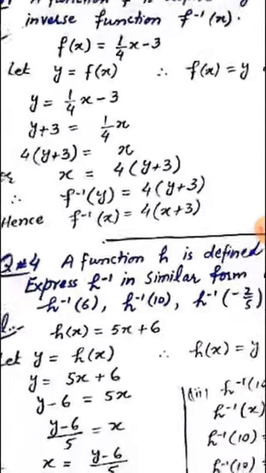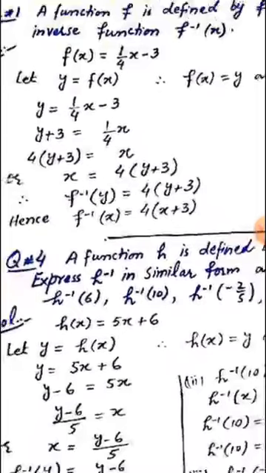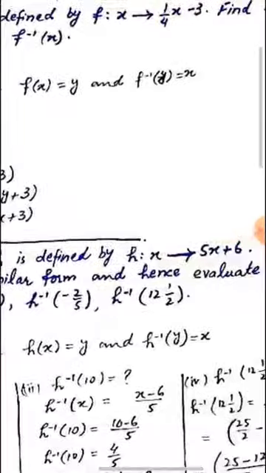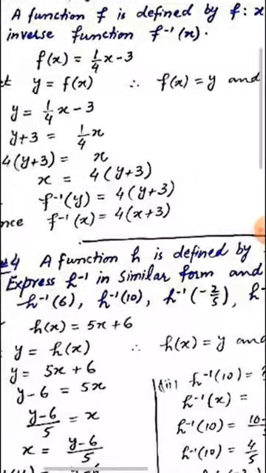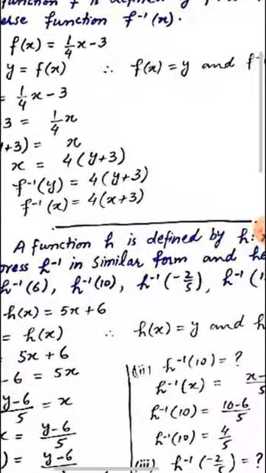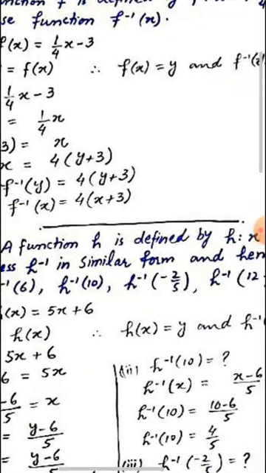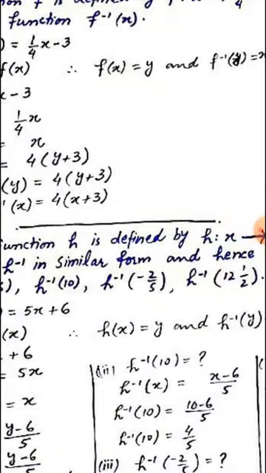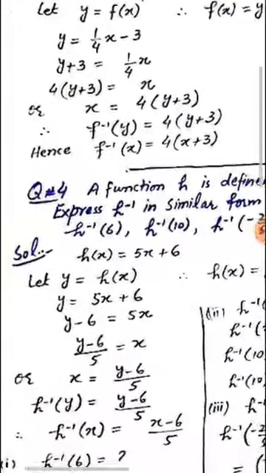Now question number 4, the statement is: a function h is defined by h(x) is equal to 5x plus 6. Express h inverse in similar form and hence evaluate the following: h inverse 6, h inverse 10, h inverse minus 2 by 5, h inverse 12 whole 1 by 2. Now we will solve it. The function h(x) is equal to 5x plus 6, which is given.